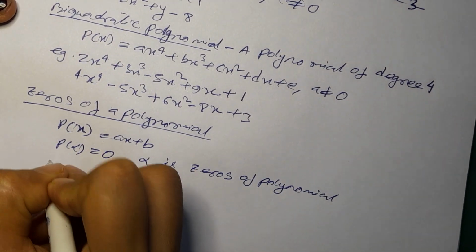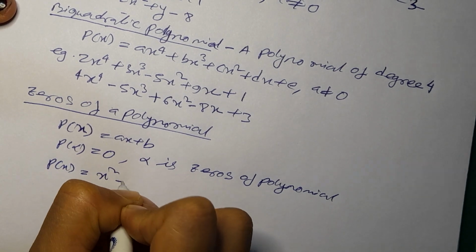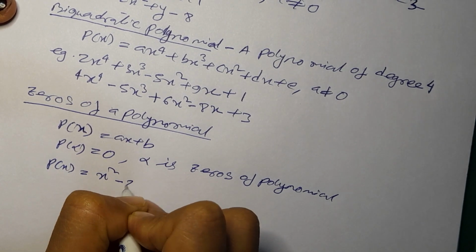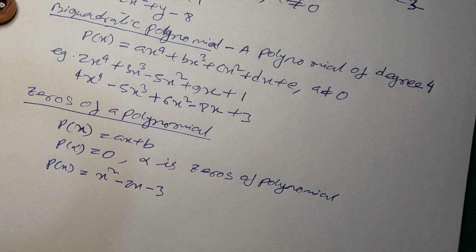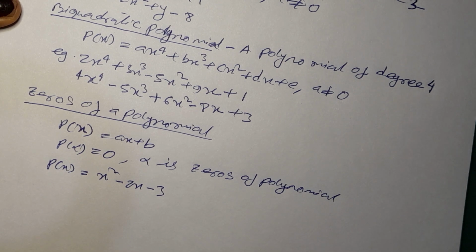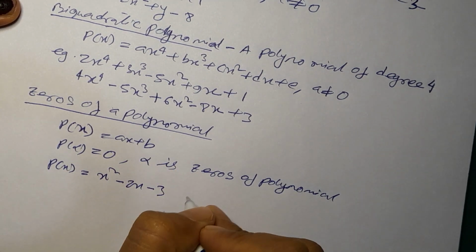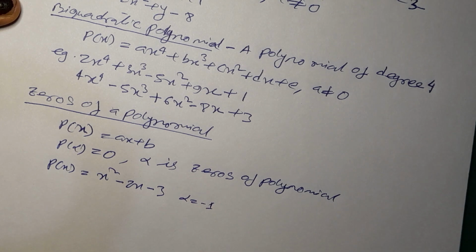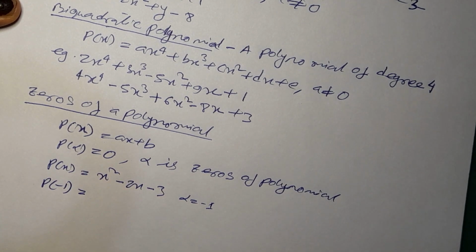Let's take a p of x equation, x square minus 2x minus 3. So let's say it's given that alpha is minus 1. So p of minus 1 we are going to check. If the result comes to 0, then it will be a zero of the polynomial.